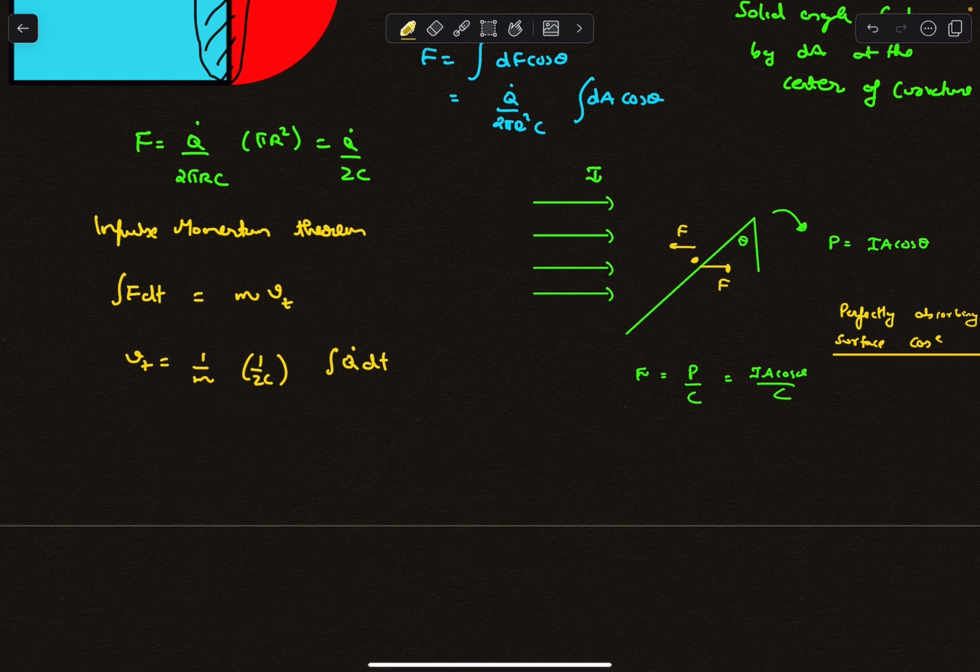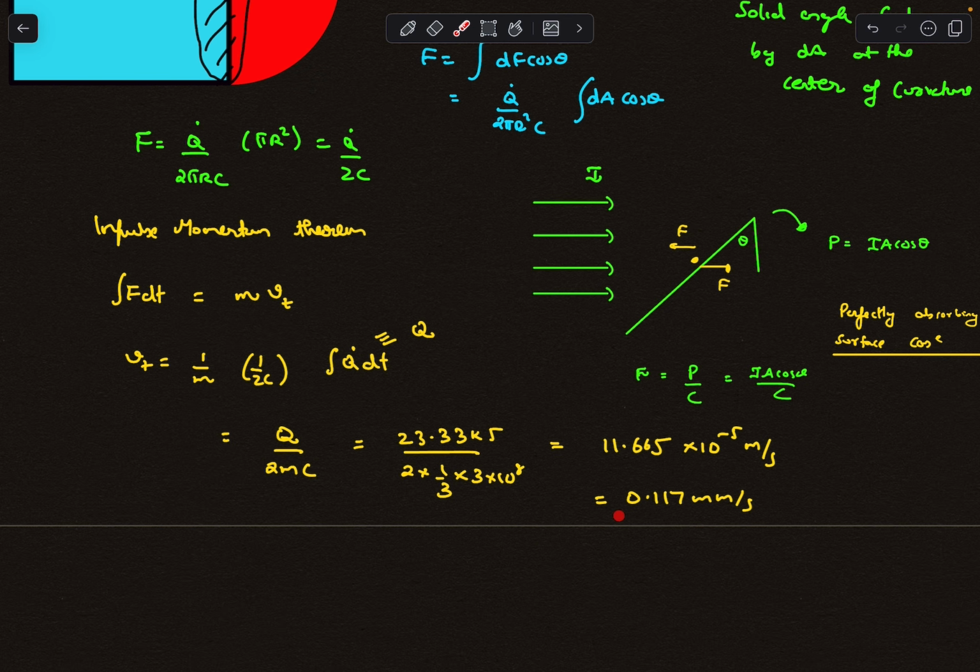So the integral of q dot dt is nothing but the net heat energy that is transferred between state 1 and state 2, which we actually figured out in option A, right? So the final answer becomes Q divided by 2mc, which after solving comes out to be 0.117 millimeters per second.